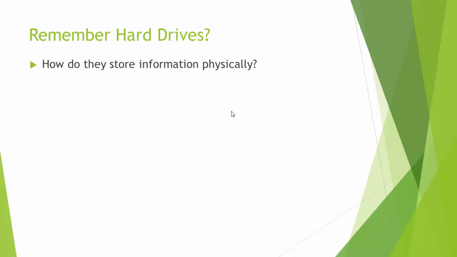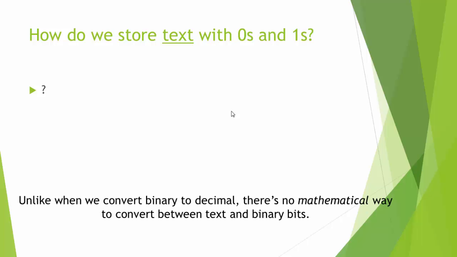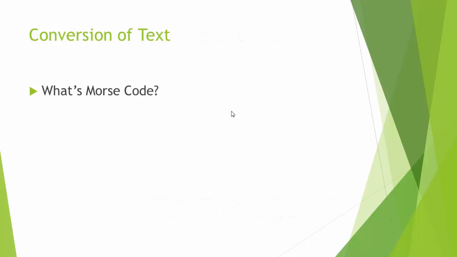Okay, so do you remember how hard drives store information physically? Remember, it's a series of tiny magnets that either have ones or zeros in them, right? So how do we store text with zeros and ones? Now you might be tempted to say, well, it's just like converting binary to decimal. But no, there's no mathematical way to convert a 0 or a 1 into an A or a B. So when we have to do that, we have to do it in a different way. We can't just do it mathematically.